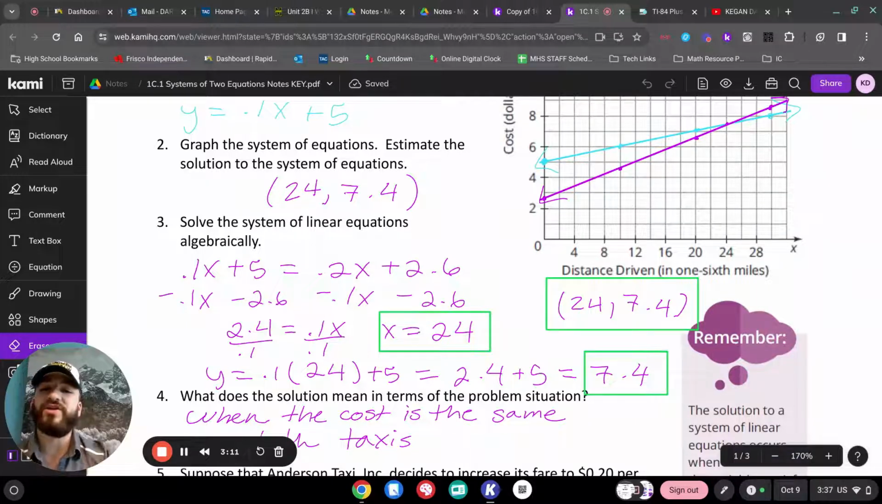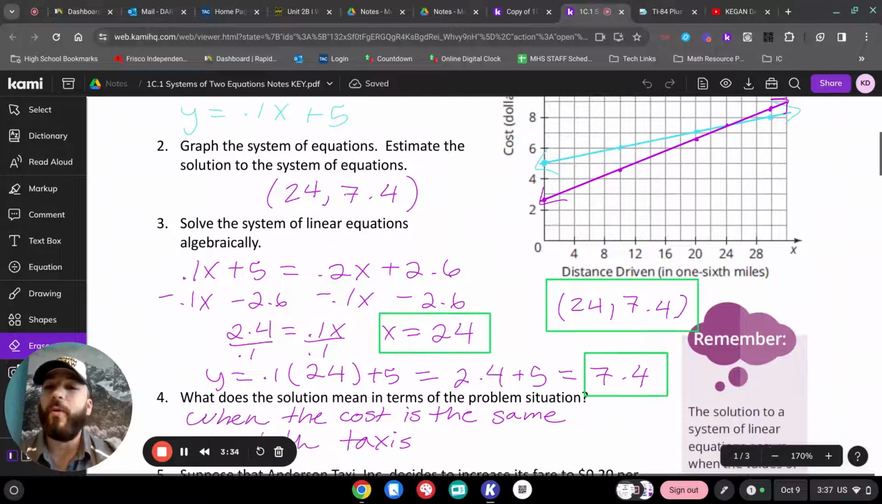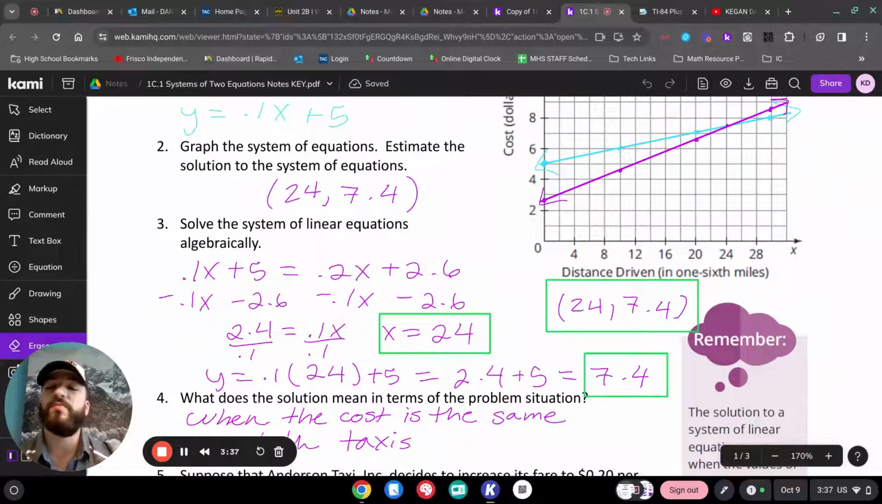Okay, and then I moved my 2.6 over to the other side. So 5 minus 2.6 gives us 2.4. And my 0.1x over to the other side. So that gives me 0.1x. And then dividing both sides by 0.1, 2.4 divided by 0.1, which is the same as multiplying by 10, gives me an x value of 24. And then once I have that x value of 24, I can plug it into either equation. I chose to plug it into my y equals 0.1x plus 5 equation. So 0.1 times 24 plus 5 is equal to 2.4 plus 5, which gives us 7.4.